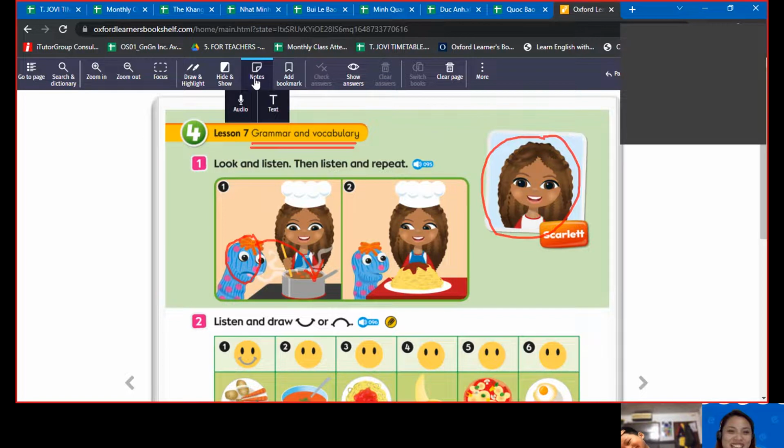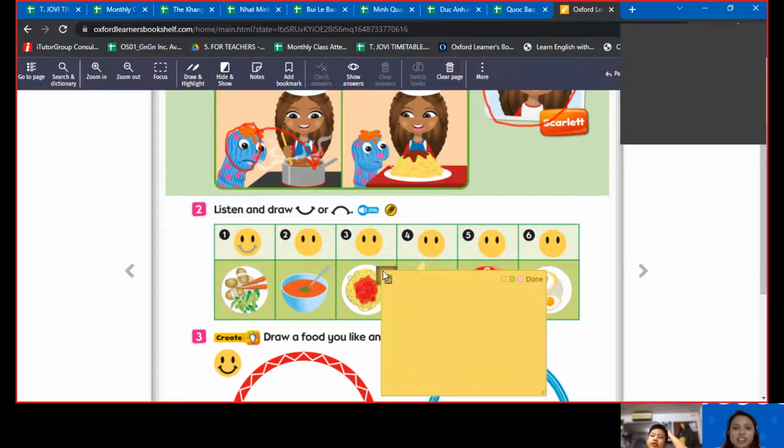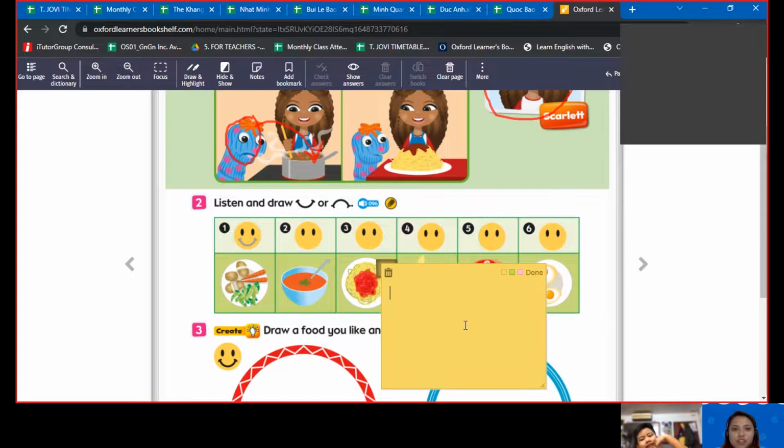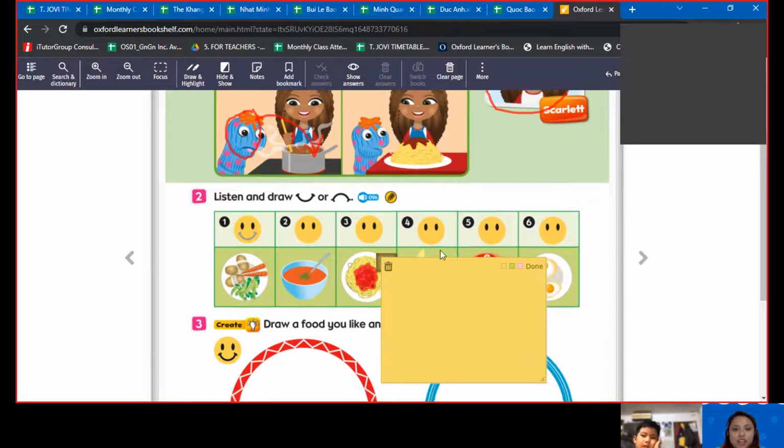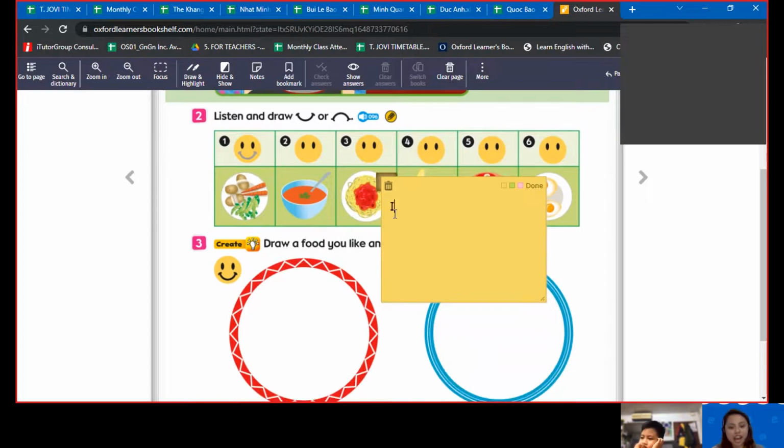Okay. So let's read this together again. All right. Oh, why is it in the center? I can't move it. My kitty. Okay. All right. So again, say, I like soup. I don't like spaghetti. Let's read the sentences first, okay? One more. I like soup. I like spaghetti. And one more. I don't like soup. Very good.